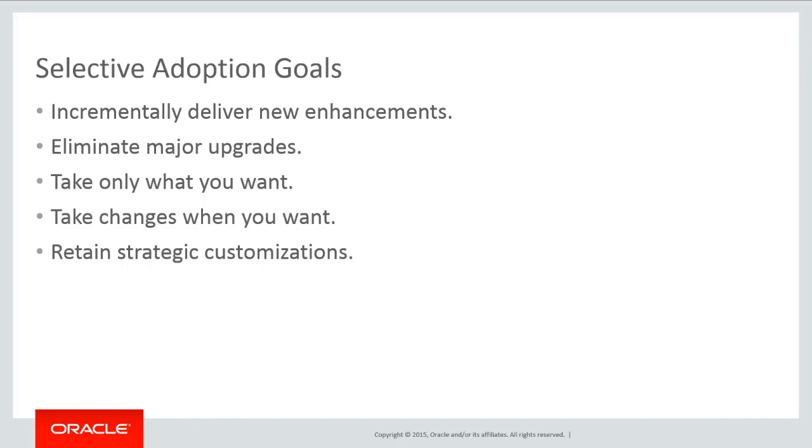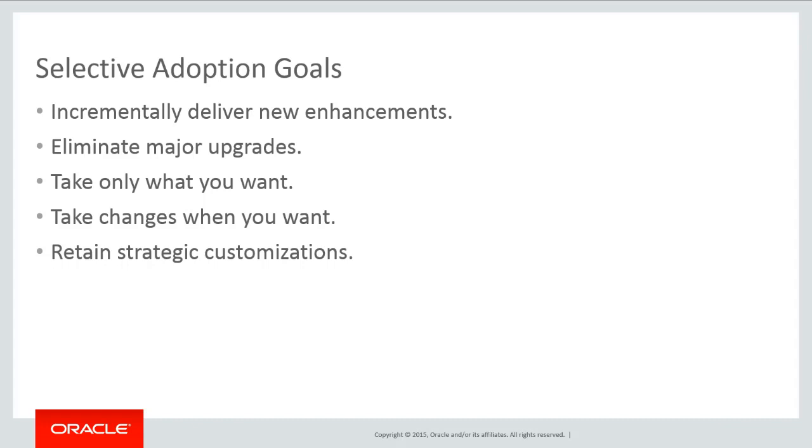The next two major goals are to let you take only what you want and take changes when you want. These two go together. Take what you want when you want it. And this applies to both new features and ongoing maintenance. If you just look at maintenance, it's evident that different bug fixes delivered by PeopleSoft have different priorities. Some fixes are critical and are high priority. Other fixes are optional and have low priority. Some fixes are to heavily customized areas of the product, so they can be difficult and disruptive and maybe not necessary to take.